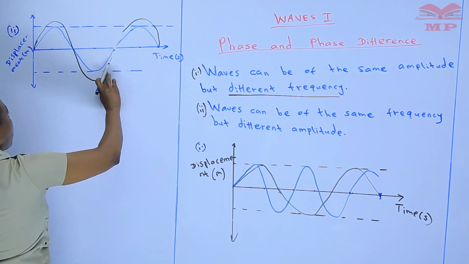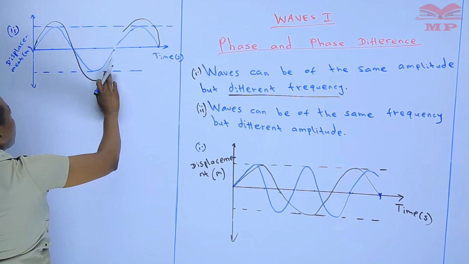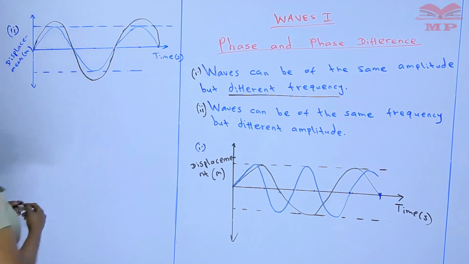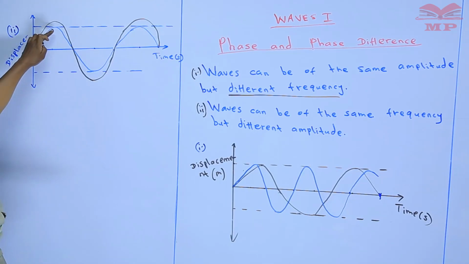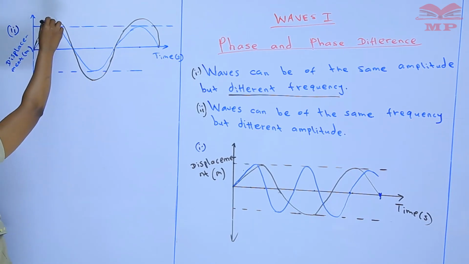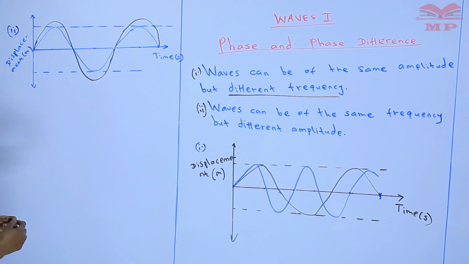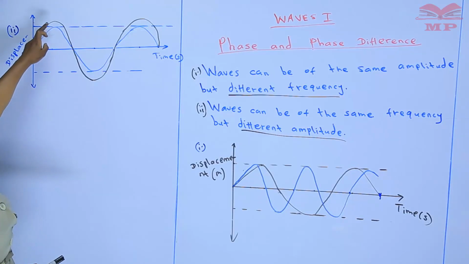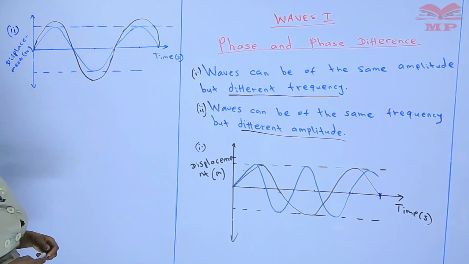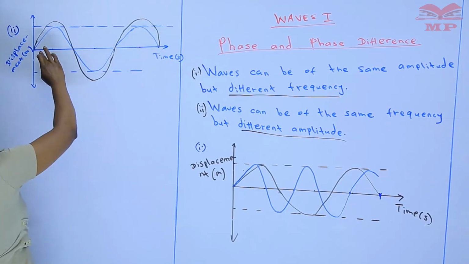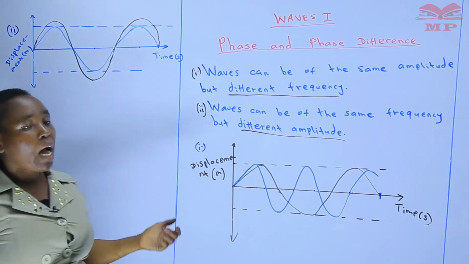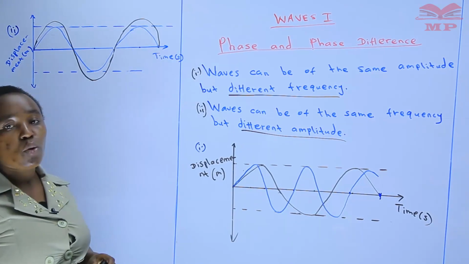This should be a smooth one. So you can see clearly that for the first wave the amplitude is at this point, whereas for the second one, you can see where the amplitude is. So they have different amplitude, but the frequency is the same. If you look at the black one, it's 1.5 oscillations in the time given. The other one is again 1.5. So the frequency is the same, but the amplitude is different. So you need to make note of that.